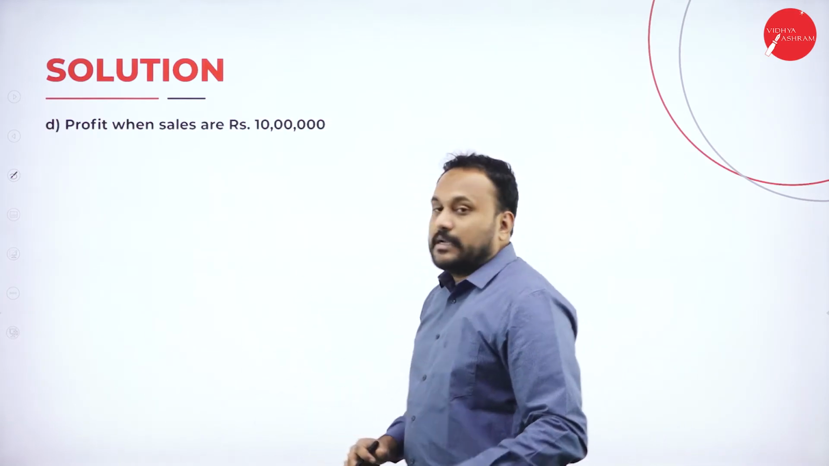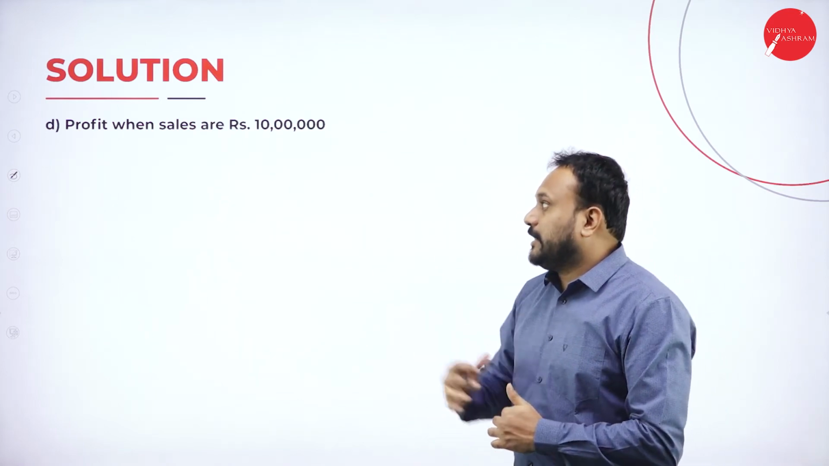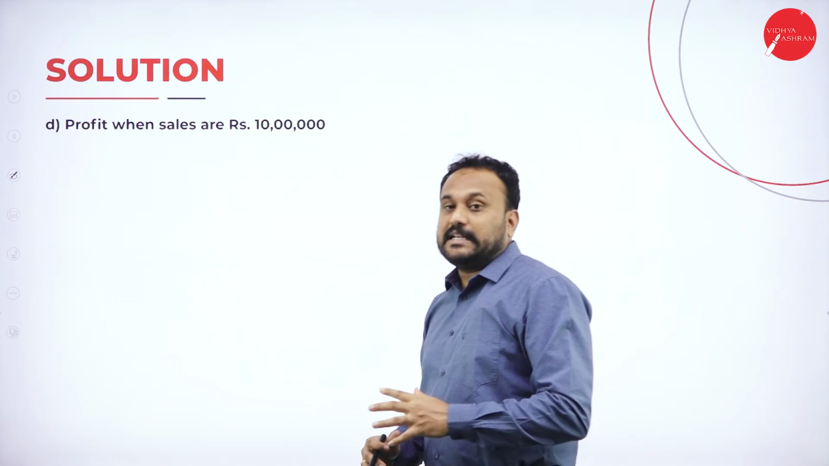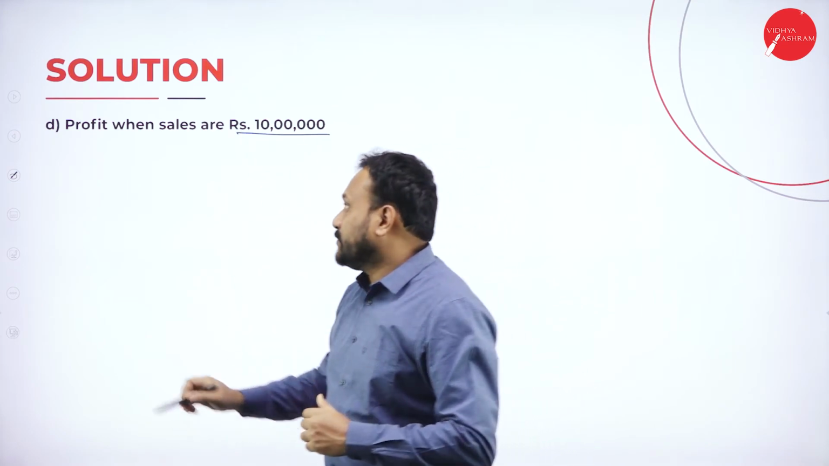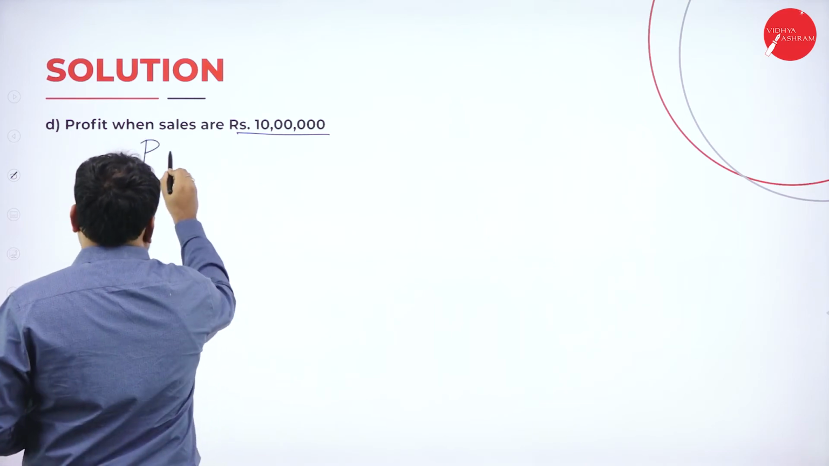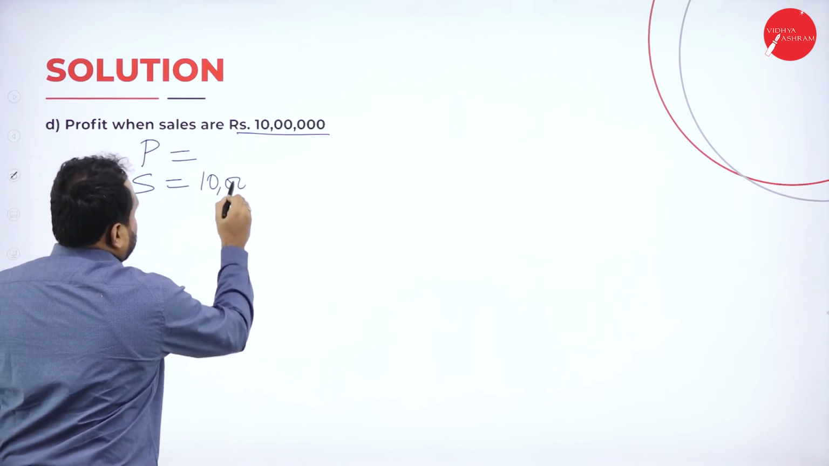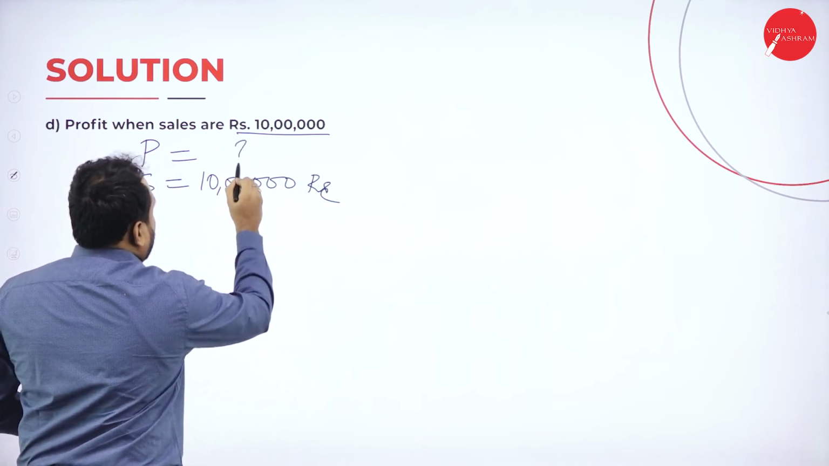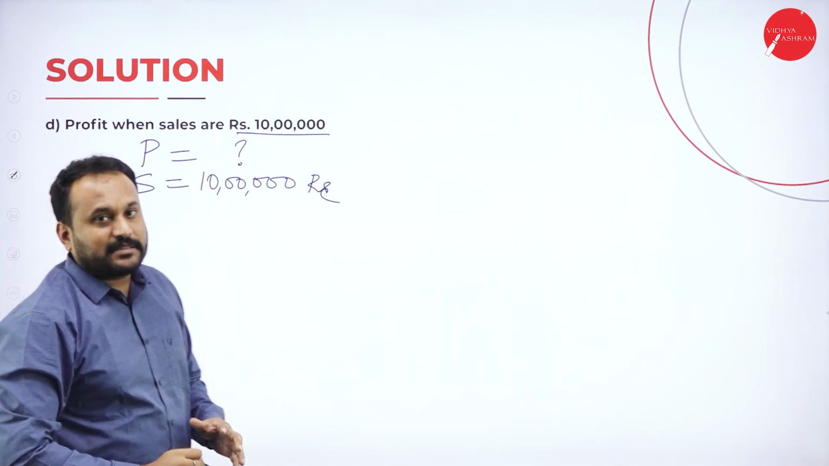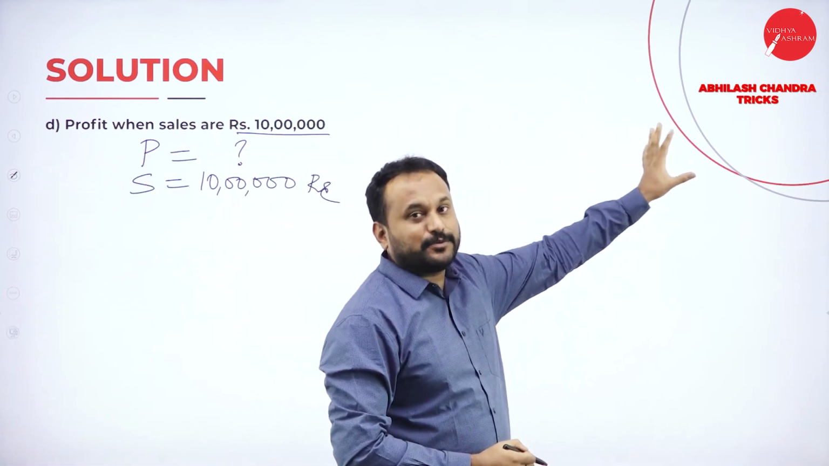The next one is D. Now A, B, C we have done. Now we are going with D, that is profit when sales are rupees 10 lakh. Now understand, the question is profit when sales are 10 lakh rupees. That means what is the profit? That is what we are supposed to find. For that, the trick is what you are supposed to go with.